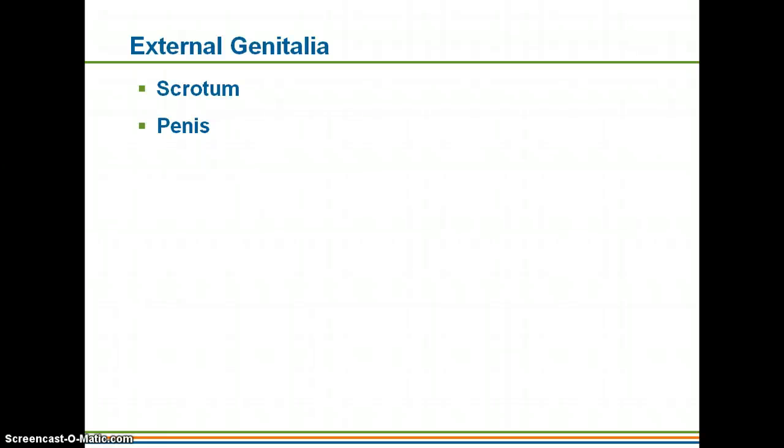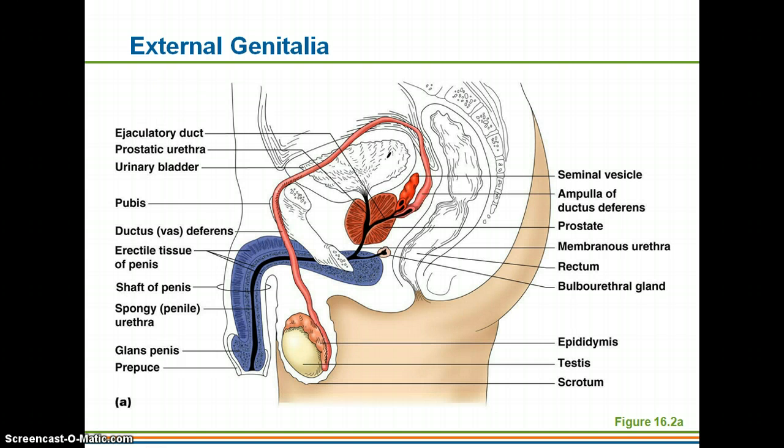Alright, so we almost made it through all of the male reproductive structures before I ran out of time. We ended on the external genitalia, which is the scrotum and penis, and these are things that are located outside of the pelvic cavity of the males.